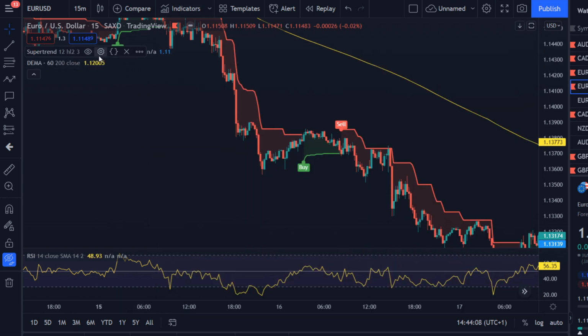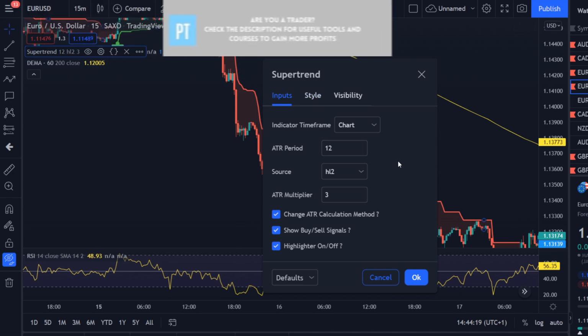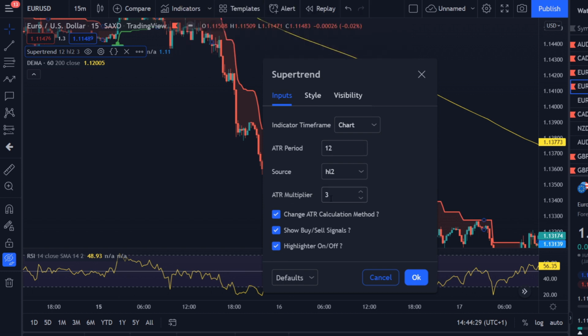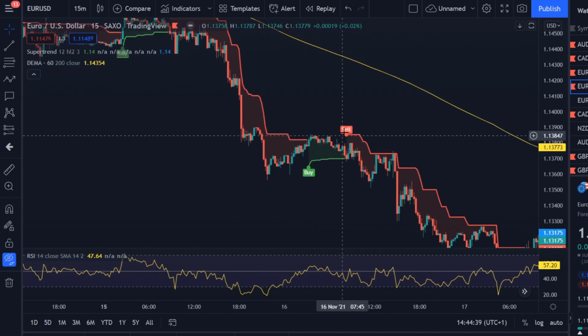Okay, so first we look at the super trend. Like I said, it's a really popular indicator to identify a trend, and we use this version of the super trend for our entries. Over here make sure to use the 12 ATR period, and also the ATR multiplier number 3. And of course you can play around with the colors, but I keep it green and red. Over here we see buy and sell.